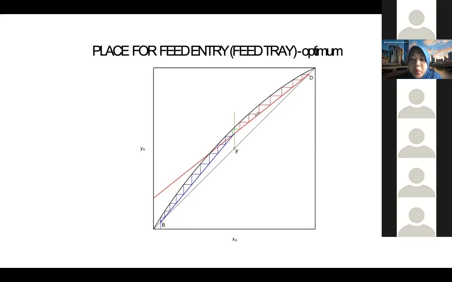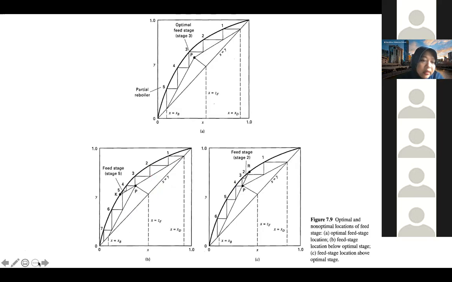So for example, here we have 1, 2, 3, 4, 5, 6, 7, 8. For example, this one we have 6, we have 8 enriching, and the feed is actually put in stage 8. But sometimes, for some reason, maybe for construction, we put it in 7 or 9, for example. So we don't put the feed in the optimum condition. So what happens? To explain that, let's have a look at this graph.